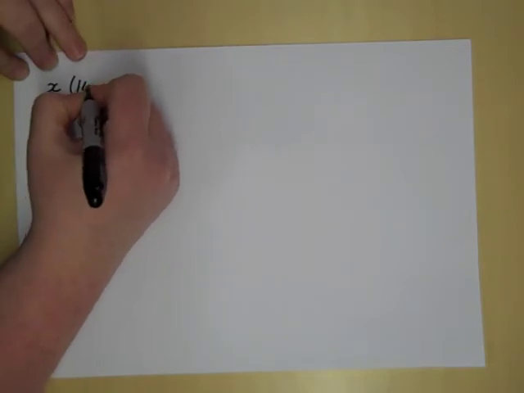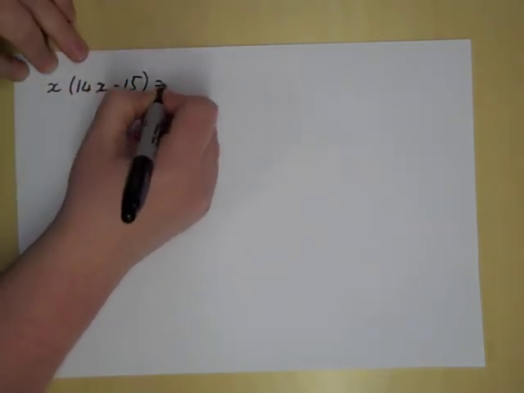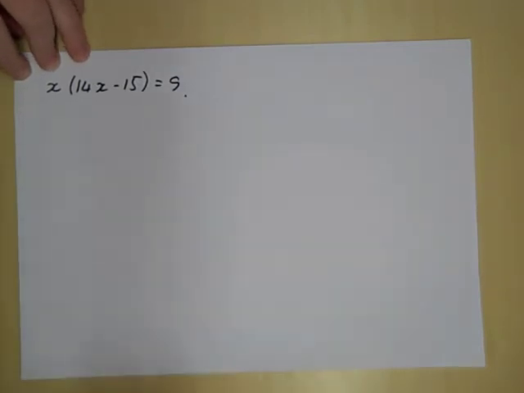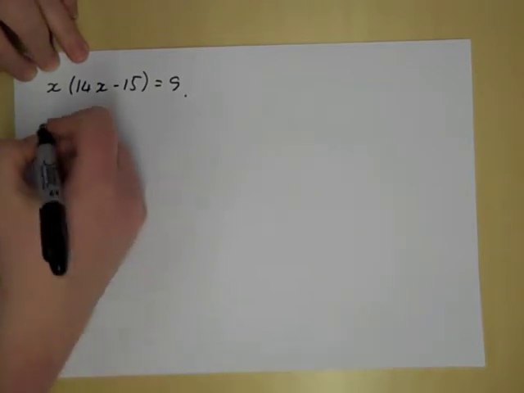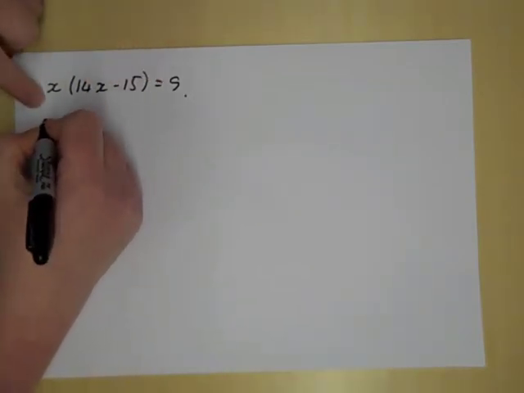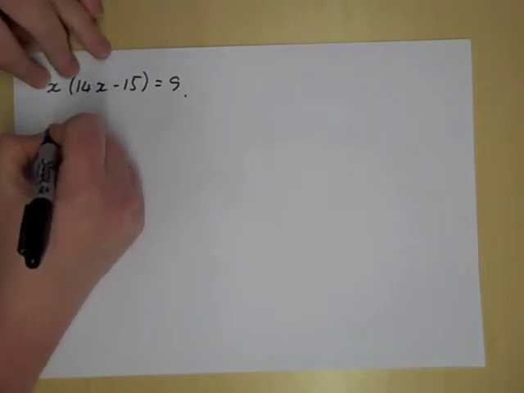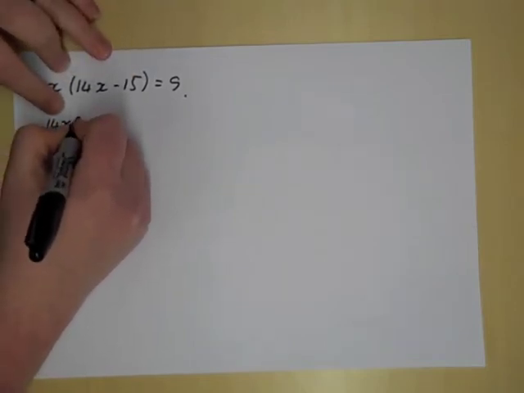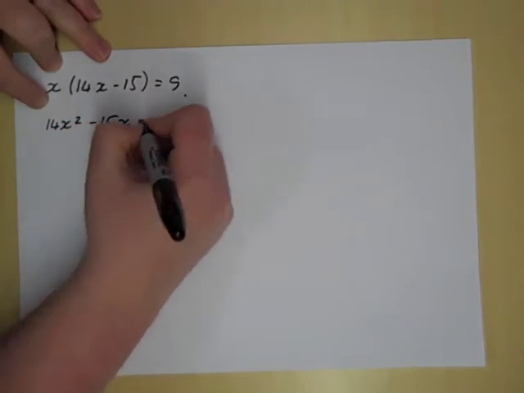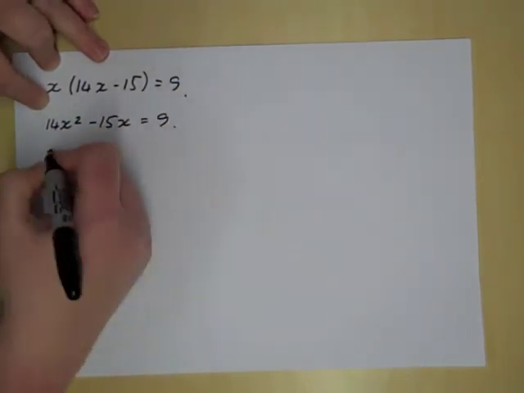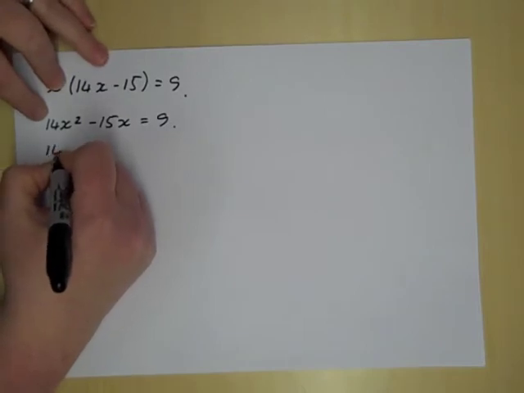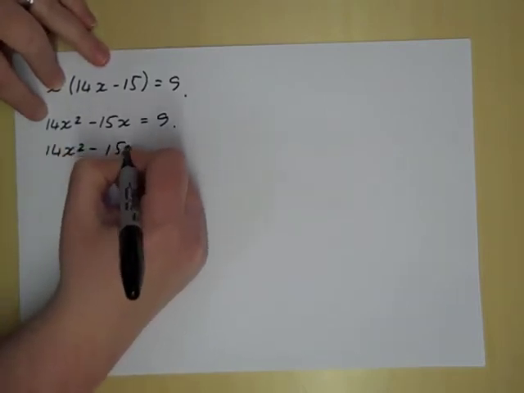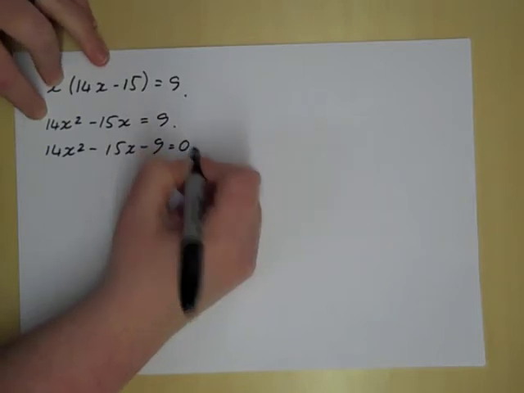Okay, so for a slightly harder example, I'm going to just take this example that was on the worksheet. X into 14x minus 15 is equal to 9. So what I need to do is rearrange this so that it looks like a proper quadratic equation. And so what I'm going to do is multiply out this bracket first of all. So that's going to be 14x squared minus 15x is equal to 9. And if I take the 9 over to the other side, so this is all equal to 0, this gives me 14x squared minus 15x minus 9 is equal to 0.